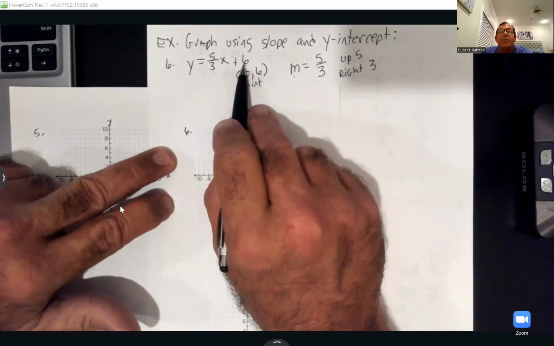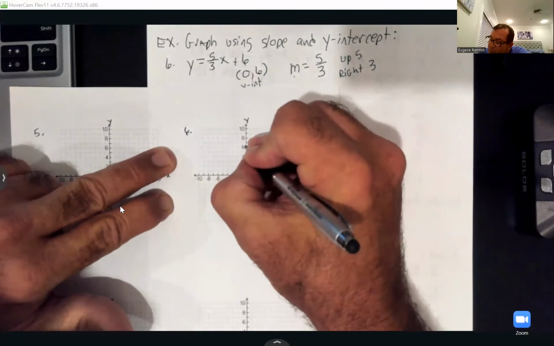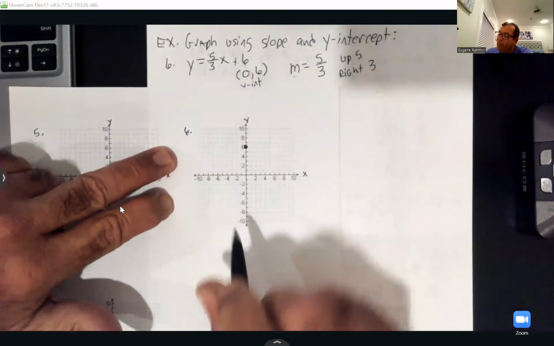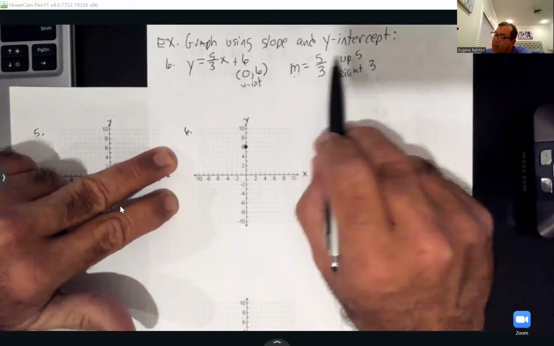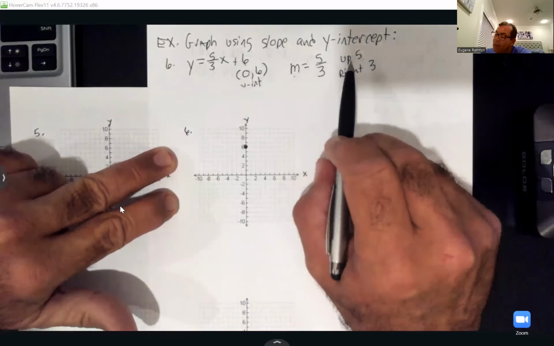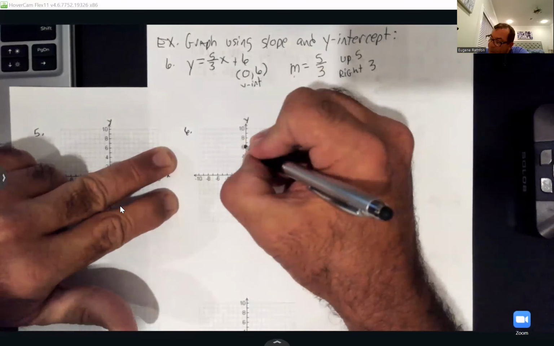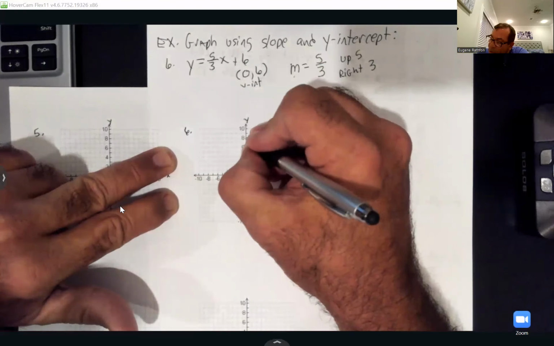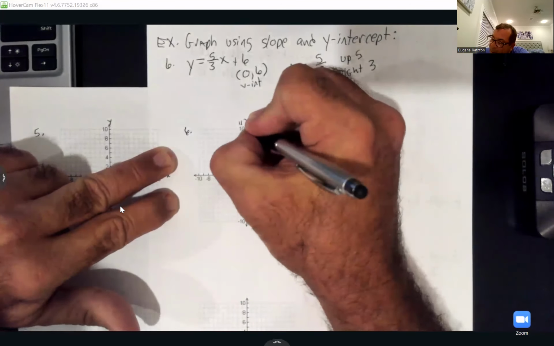So here's my x-axis and my y-axis. So my y-intercept was 6. So on the y-axis, I move up here to 6 and put my first dot. Now my slope is 5/3. So that means since the top number is positive, there's not even a negative on this one, I'm going to go up 5 from that 6. So 1, 2, 3, 4. So that's going to put me at 11 up here.